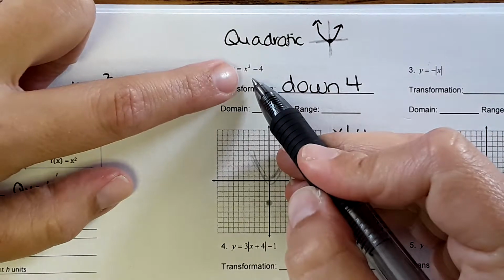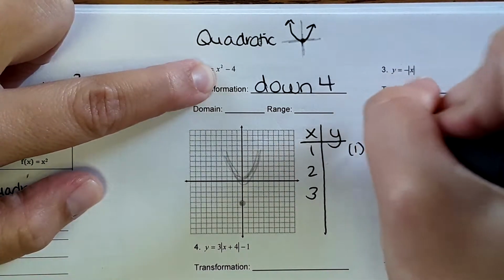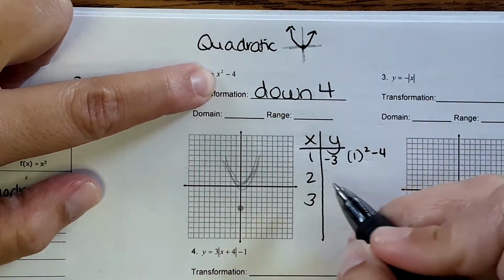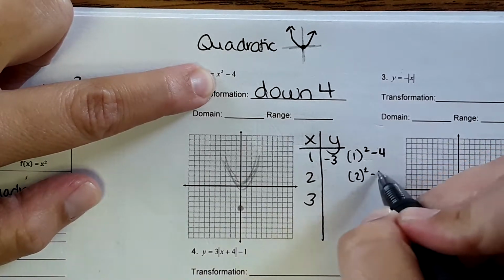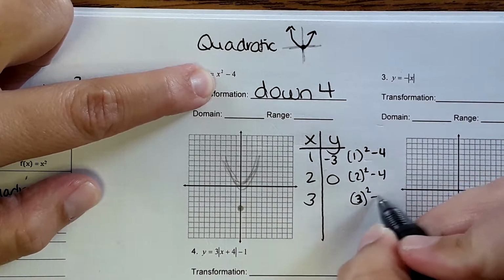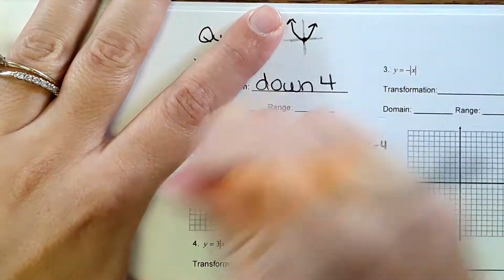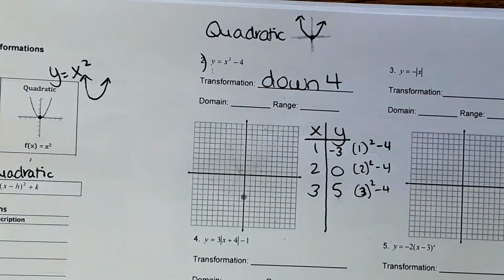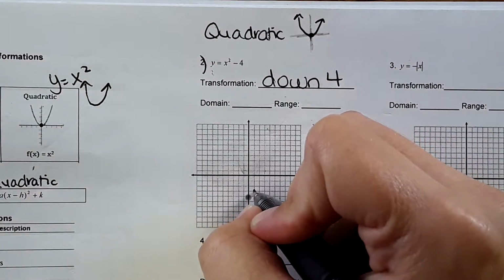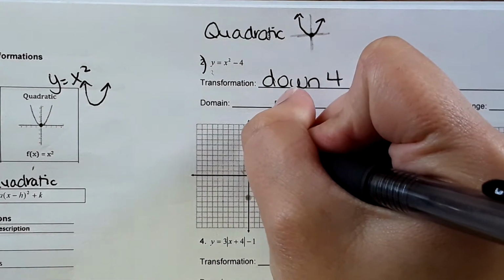With these numbers, I'm plugging them into the equation to see the output. So plugging in 1, it would be 1 squared minus 4, which would be 1 minus 4, which is negative 3. I plug in 2, 2 squared minus 4 would be 0. 3 squared minus 4, 9 minus 4 would be 5. So now I'm going to graph these numbers. So 1, negative 3, 2, 0, and 3, 1, 2, 3, 4, 5.